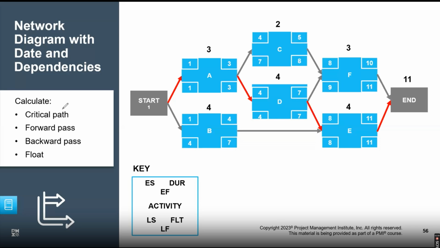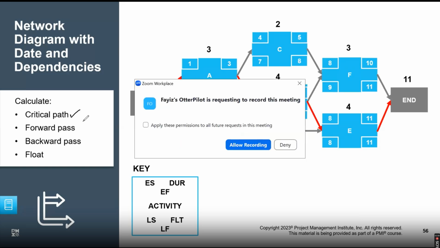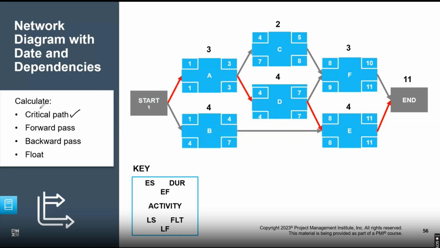The critical path is the longest path in the project, and that decides the project duration. All activities on the critical path are called critical activities, and if any of those activities gets delayed, your project will get delayed. Forward pass is when you start from the beginning and go till the end. While doing forward pass, we always take the maximum value. Then you do a reverse calculation, which is the backward pass, where you subtract the values.